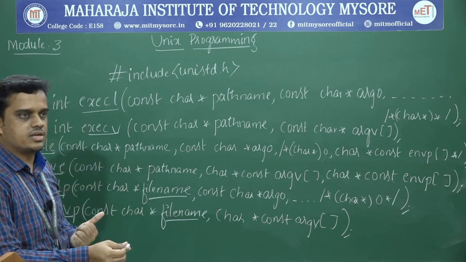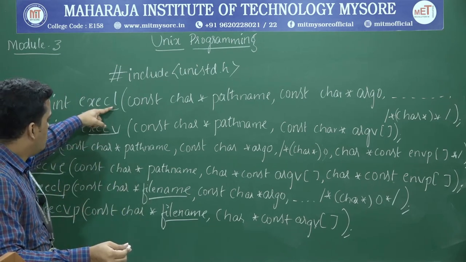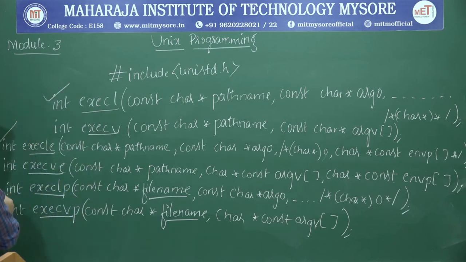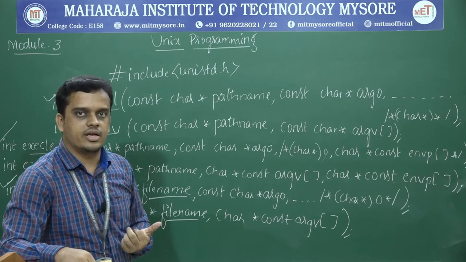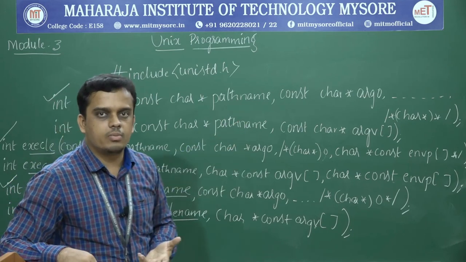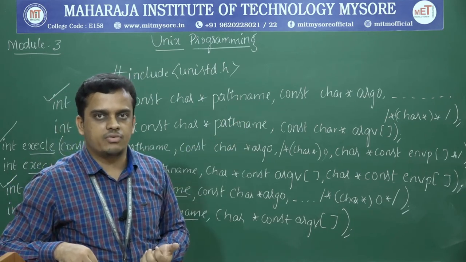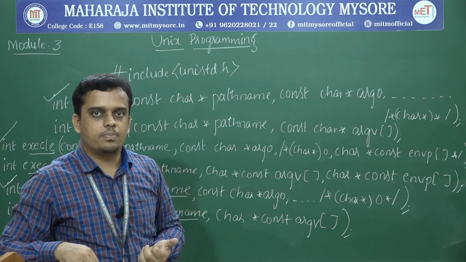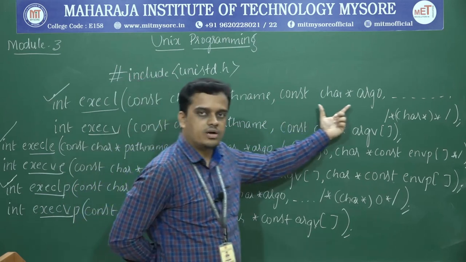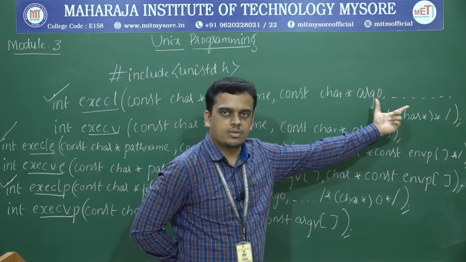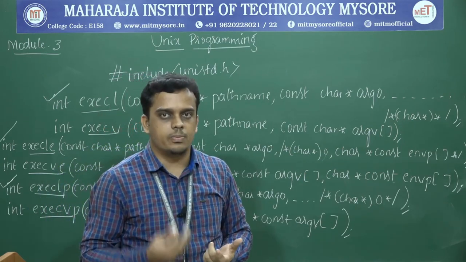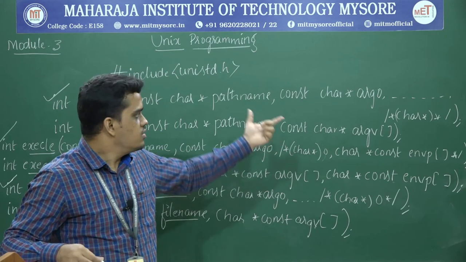Then the second major difference is that exec L, exec LE and exec LP actually take the arguments in list form. That is, any number of arguments you would like to specify for that newly running program can be passed in the form of a list. That is, the first argument, then the second argument, and like that it goes on. So any number of arguments that need to be passed for the program can be put in the same line.